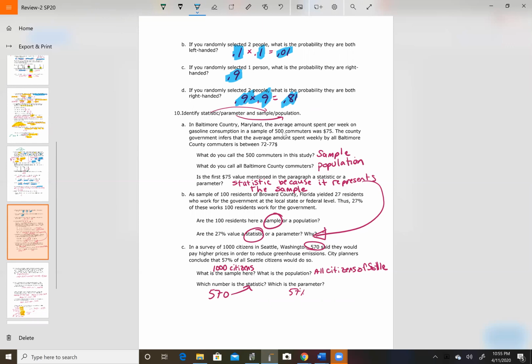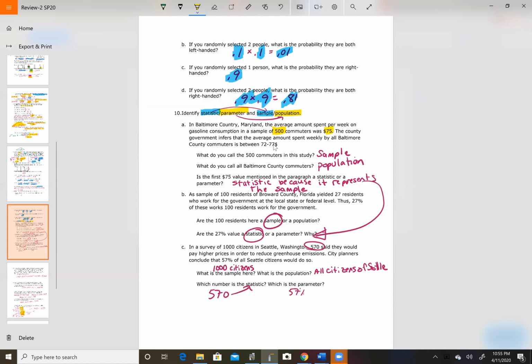Question 10, identify the statistic, parameter, sample, and population. The way I always remember it, you guys, is the statistic goes with the sample. They're both S. And the parameter goes with the population. They're both P's. That's just the little way that I remember. In Baltimore County, Maryland, the average amount spent per week on gasoline consumption in a sample of 500 commuters was 75. So we already know 500 is the sample.